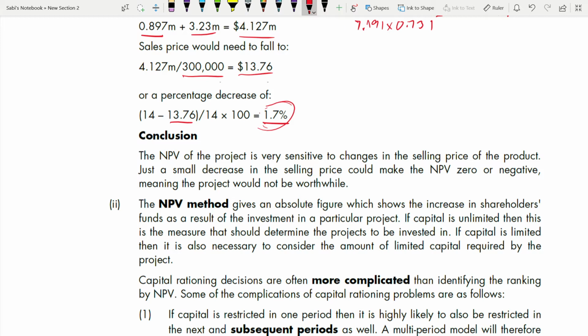So just a small change in selling price, from 14 to 13.76, could make the net present value 0, or even negative if it's more than 1.7%, meaning the project would not be worthwhile. Just writing the sensitivity, finding some percentage, is not enough. This has to be there. The conclusion is to be given.